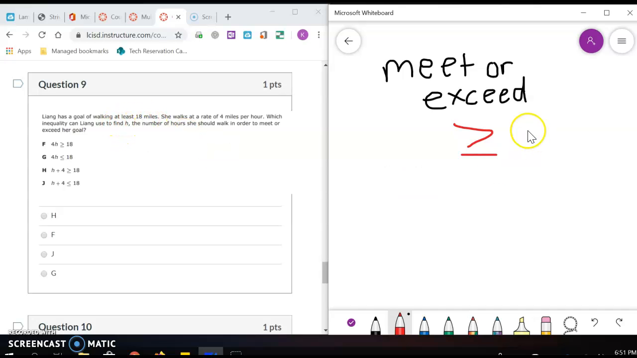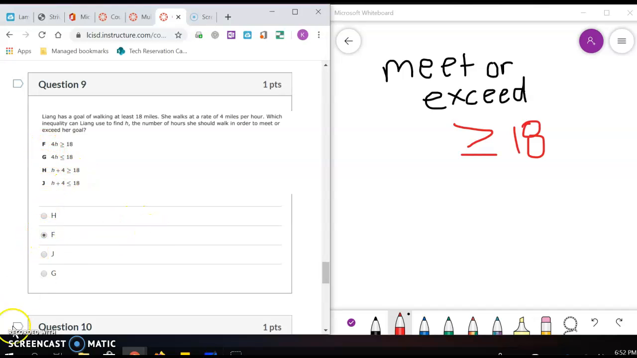We're walking at least 18 miles, and she's walking 4 miles an hour. So just knowing the key words and what the symbol should look like, we can narrow it down between F and H. Now, if she's walking 4 miles per hour, that means 1 hour would be 4 miles, 2 hours would be 8, 3 hours would be 12. That does not work with addition. That is multiplication. So choice F is for question 9.